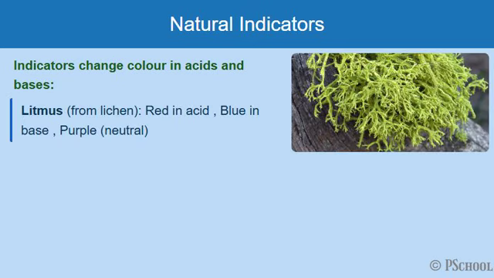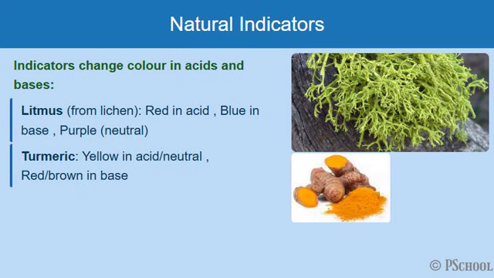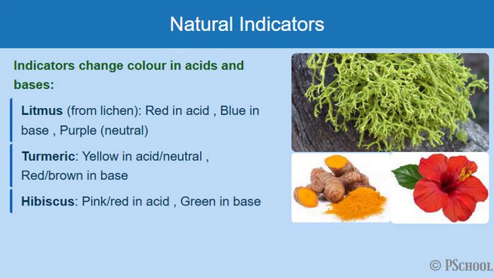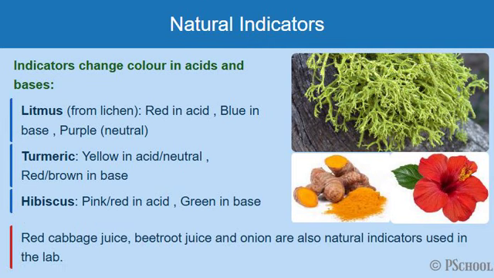Litmus, extracted from lichen: red in acid, blue in base, and purple in neutral solution. Turmeric: yellow in acid and neutral, but red or brown in base. Hibiscus: pink or red in acid, and green in base. Red cabbage juice, beetroot juice, and onion juice are also natural indicators used in the laboratory.